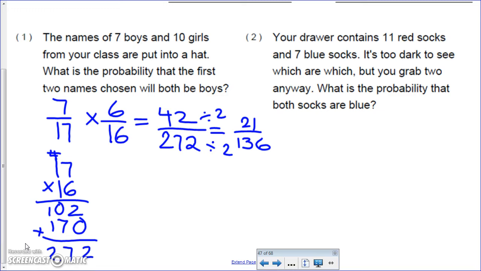For problem 2, your drawer contains 11 red socks and 7 blue socks. It's too dark to see which are which, but you grab 2 anyway. What is the probability that both socks are blue? So the first thing, we know we have 7 of the socks are blue out of 18 total socks. So now we've pulled 1 sock out. Now we want to see what's the probability that the next sock we're going to pull out is also blue. So now we only have 6 socks out of 17 possible socks.